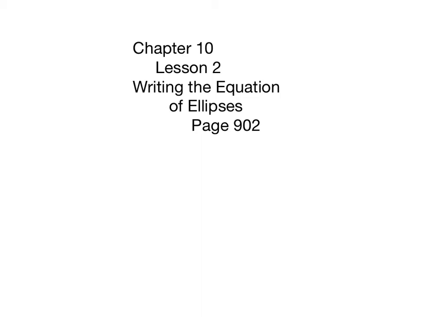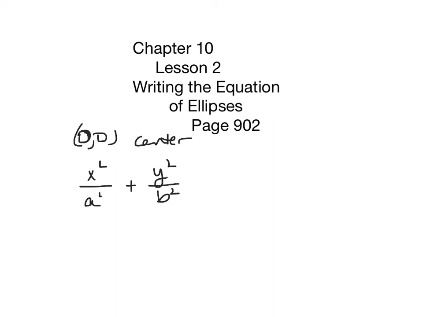ellipse is at the origin, or at the ordered pair (0, 0), so when you're given a center at the origin, our equations are going to be either x squared over a squared plus y squared over b squared equals 1. They're always set equal to 1.